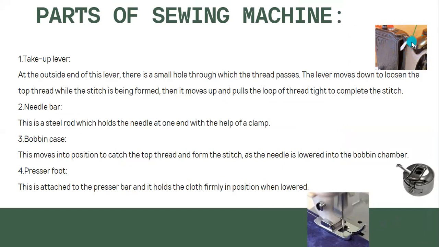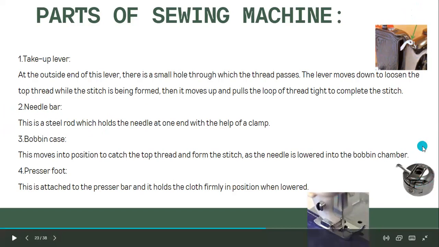The lever will move down to loosen the thread, and then it moves up again to pull the loop and complete the stitch. The next one is the needle bar. The needle bar is a steel rod which holds the needle. So that is the needle bar.